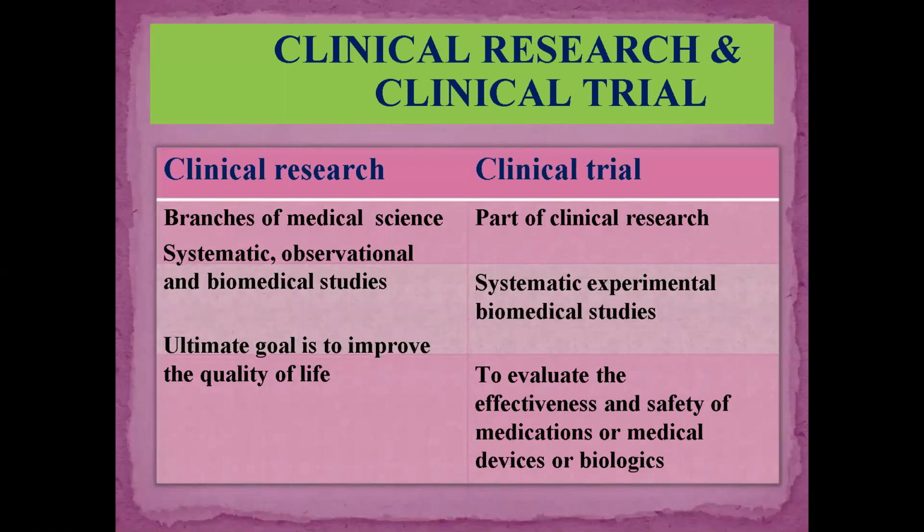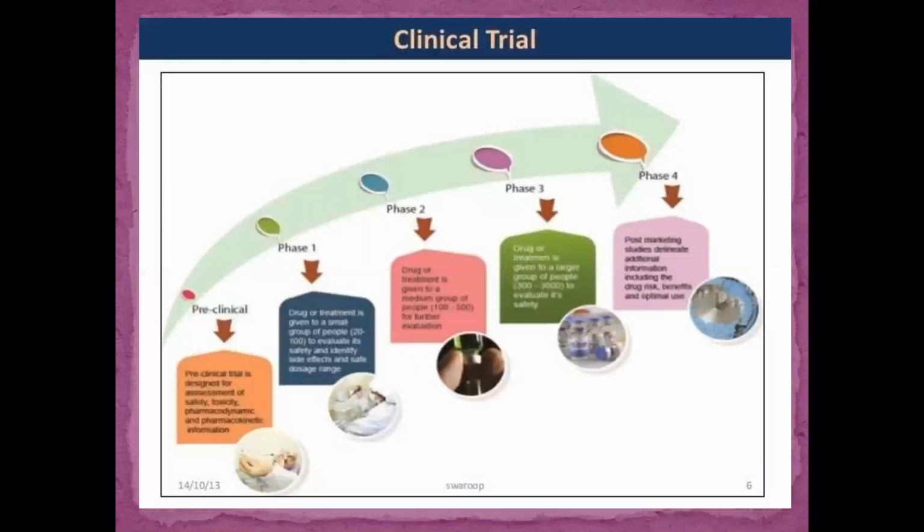This is also systematic, but many times it is an experimental biomedical study. So that's the one difference. And here the ultimate goal is to improve the quality of life many times. Here we specifically see the effectiveness and safety of medications, medical devices or any kind of biologics. So this is what clinical research is, a very broad way with more observations and biomedical studies, and in trials we see effectiveness.